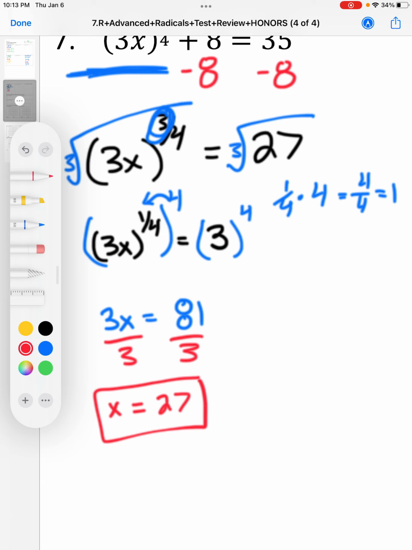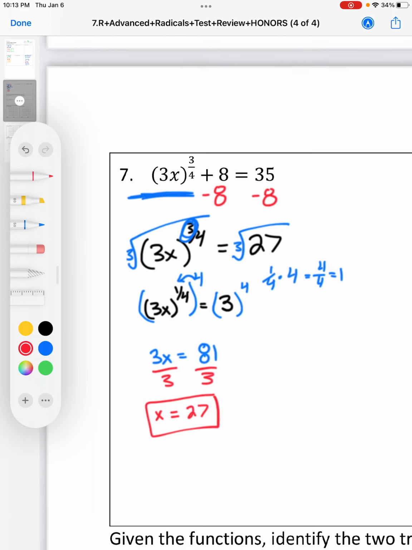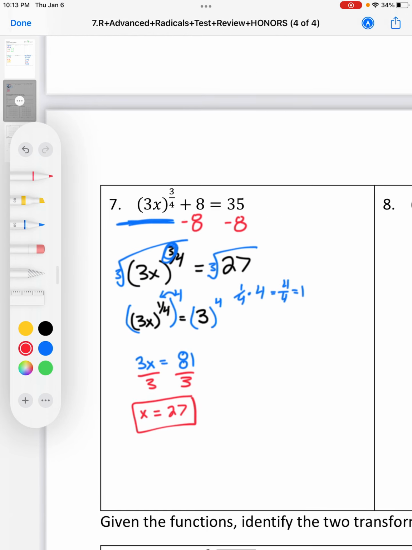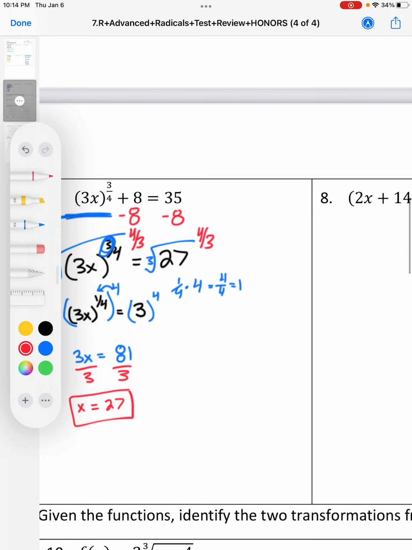Like I said, I just prefer to do them one at a time, but you can do them both at the same time. You can just multiply by the reciprocal of 4/3 for both sides, whatever works for you.